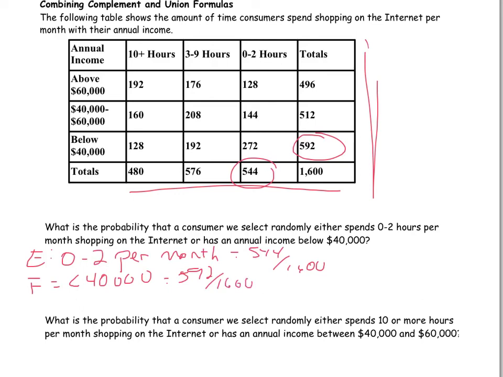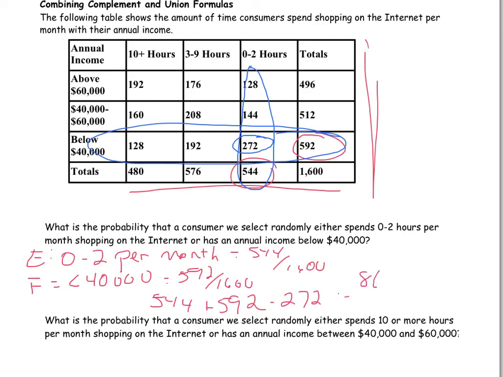Alright, now I want to see if they have anything in common. Are there any people that make below 40,000 and shop 0 to 2 hours on the internet? Yeah, we got these guys. We counted them here, and we've also put them in this count, so we've counted them twice, so we're going to have to subtract that 272 out. So if we put these together, we get 544 plus 592 minus 272, and that equals 864, and all of those are over 1,600, because that was the total of all the people. And that equals about 0.54 in decimal.